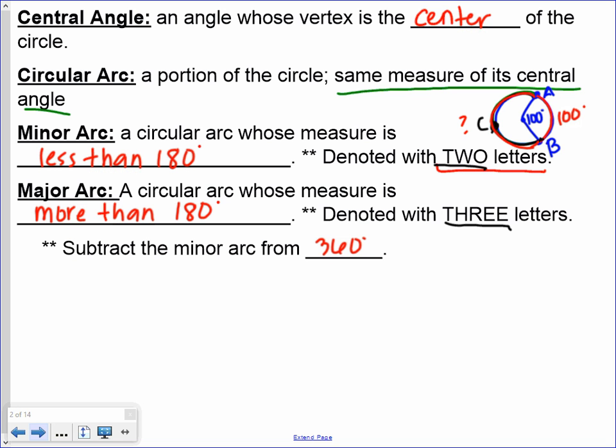One definition that's not up here that we should add on our list is semicircle. Okay? Minor arc is less than 180 degrees. Major arc is more than 180 degrees.